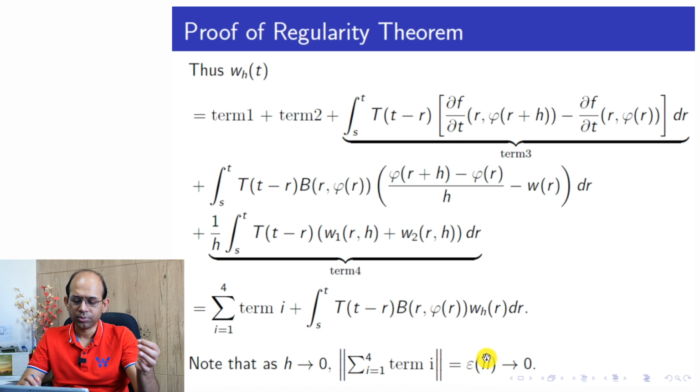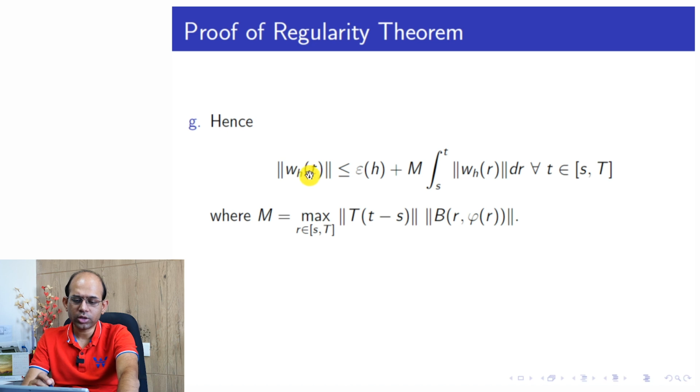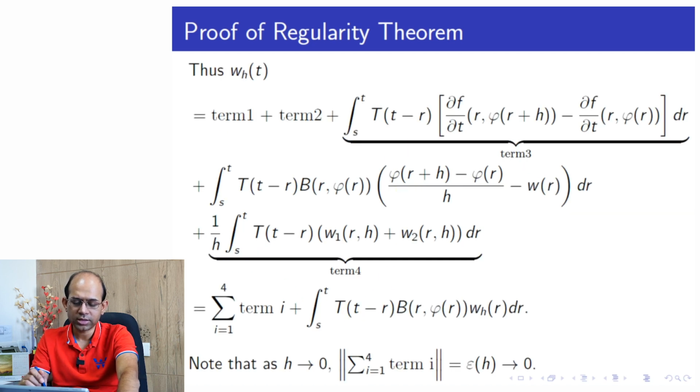Epsilon H is a non-negative real number, and what we know is that this epsilon H goes to 0. This expression we are going to use now when we take the norm on both sides. The norm of an addition is less than or equal to the addition of the norms, the triangle inequality.